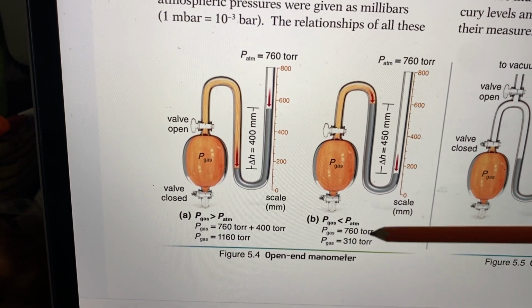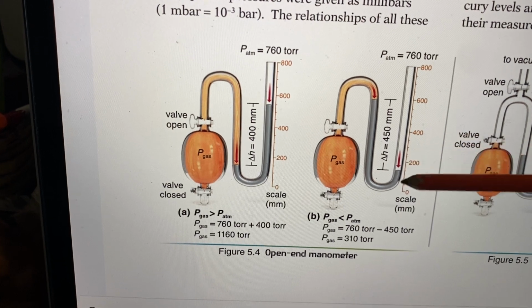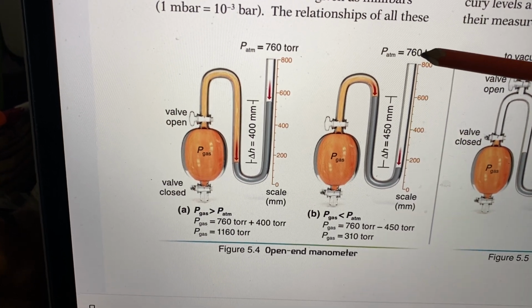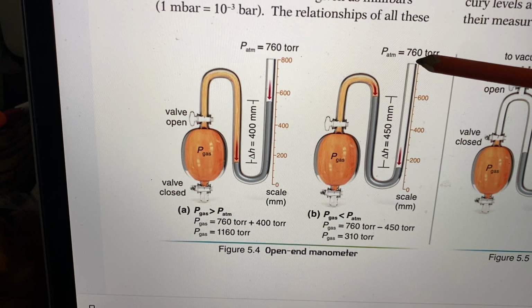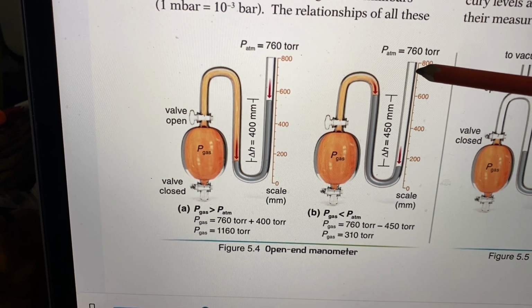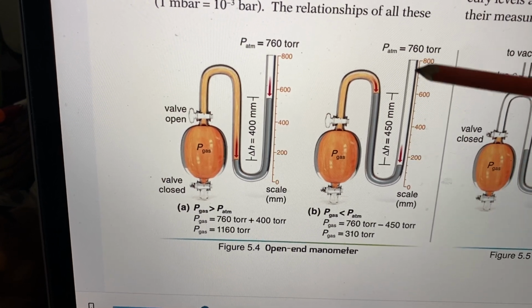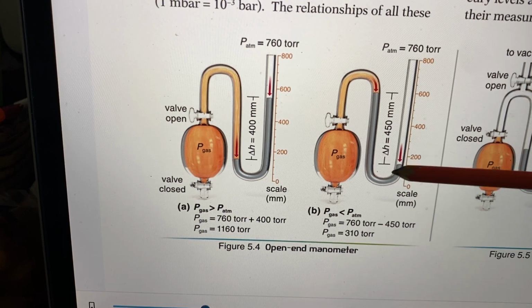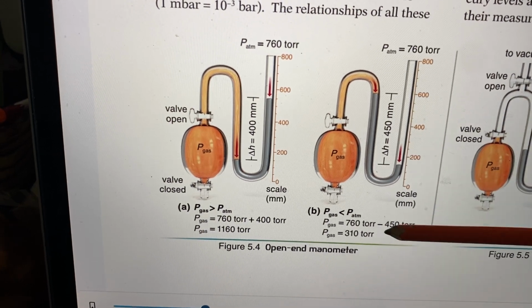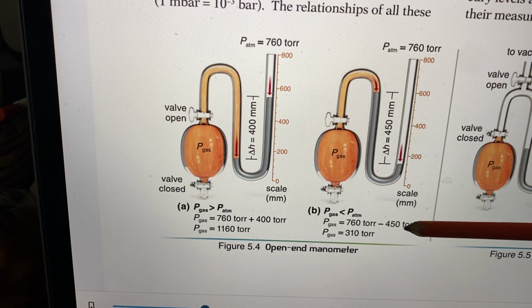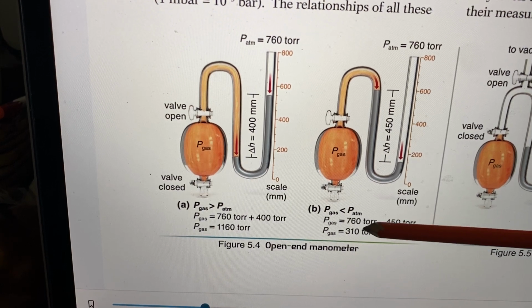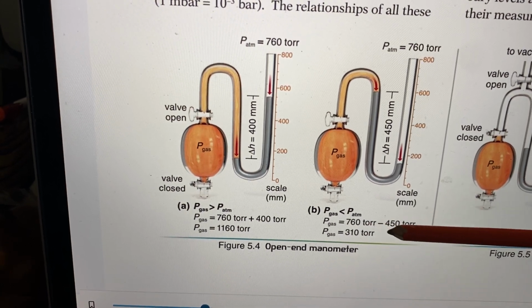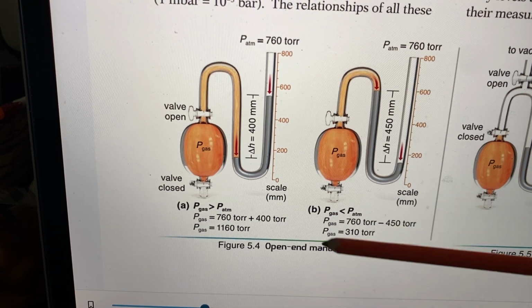On this side, we do the same thing, only as we see the gas here being 760 torr, and then we'll see the difference as the pressure goes down. We have 450, so we're going to subtract the 450 from the 760, and then we get 300 torr.